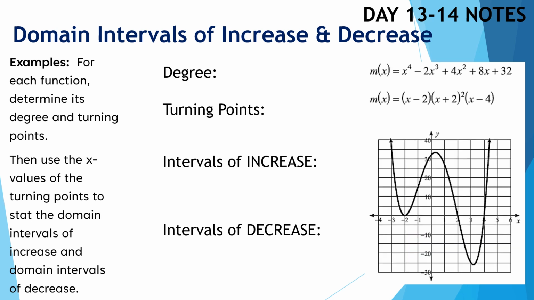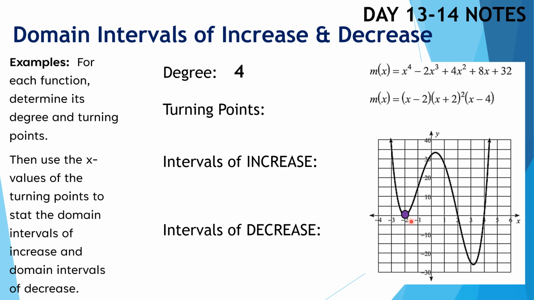Our next example, m of x equals x to the 4th minus 2x cubed plus 4x squared plus 8x plus 32. Remember that last constant value at the end of our graph gives us our y-intercept. So we know that we're crossing right about at 32 on the y-axis. And in factored form, we're going to see our x-intercepts at positive 2 passing through once, at negative 2 with a bounce, that's raised to the second power, and at positive 4 passing through once. So again, going back to the original function in standard form, the degree is 4, which is an even degree, and we have a total of 3 turning points.